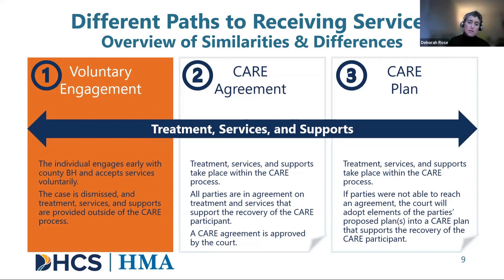Beginning with the voluntary engagement, number 1 on the left side of the screen, here is when a person engages early with the behavioral health agency in their community, and they accept services. They're offered an individual plan of care, considering their unique circumstances, and the person agrees and engages in services. In this situation, the case is dismissed, and treatment, services, and supports are provided outside the care process. In the middle of our screen, labeled number 2, we have the care agreement. And here, the treatment, services, and supports take place within the care process.